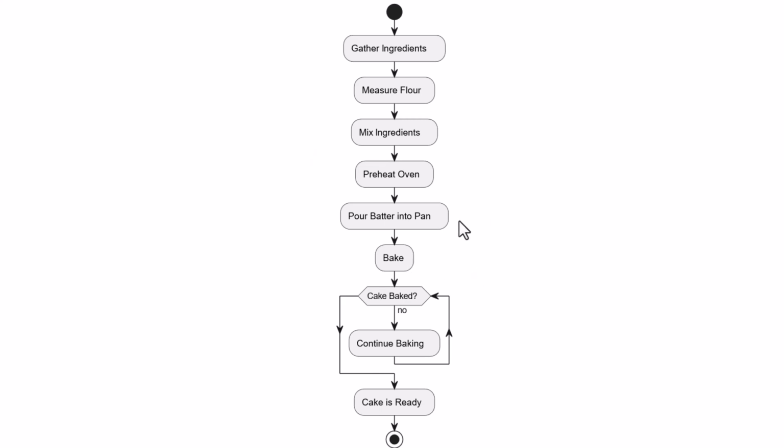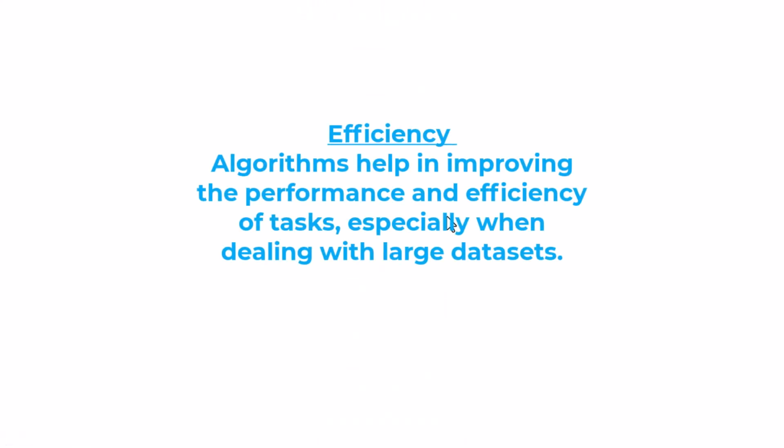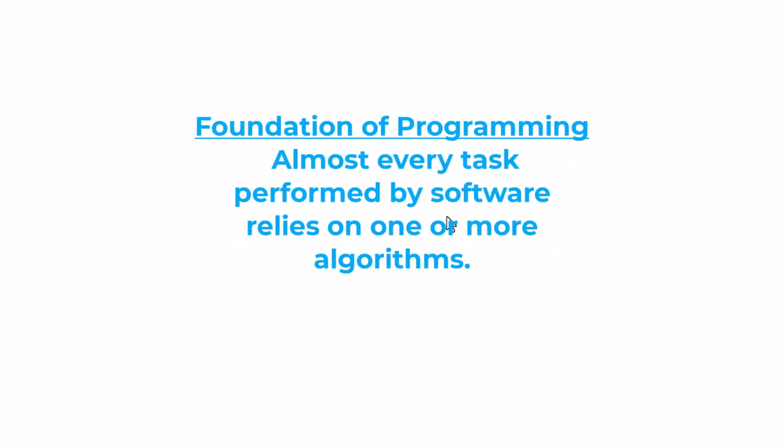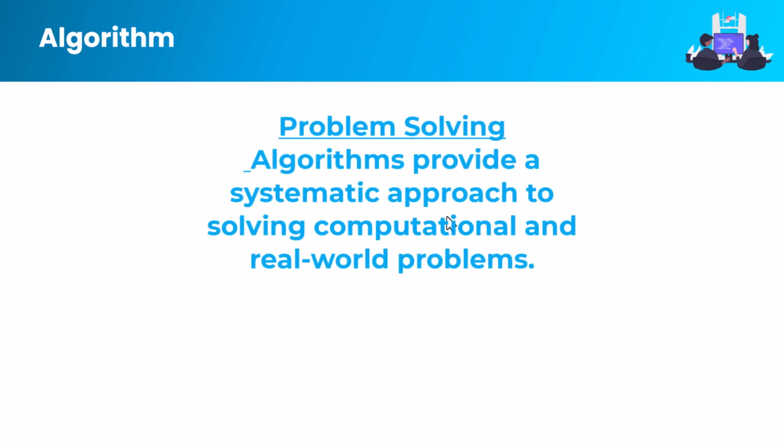Now let's talk about the importance of an algorithm. Efficiency: algorithms help in improving the performance and efficiency of a task, especially when dealing with large data sets. The second point, foundation of programming: almost every task performed by software relies on one or more algorithms. Number 3, problem solving: algorithms provide a systematic approach to solving computational and real-world problems.